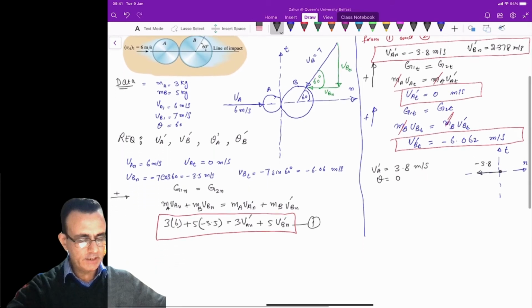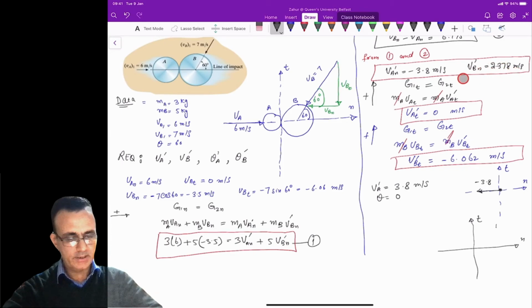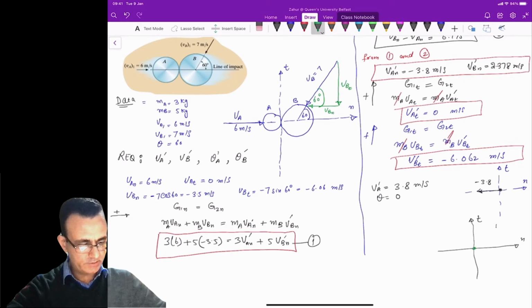Now for the other part, again you can draw. If you say that this is your n direction and this is your t direction, as you can see for VBn', the n component is positive, which is 2.378, and then VBt' is negative, so you should go in this direction here, which is 6.062. And then you need to calculate this angle here.